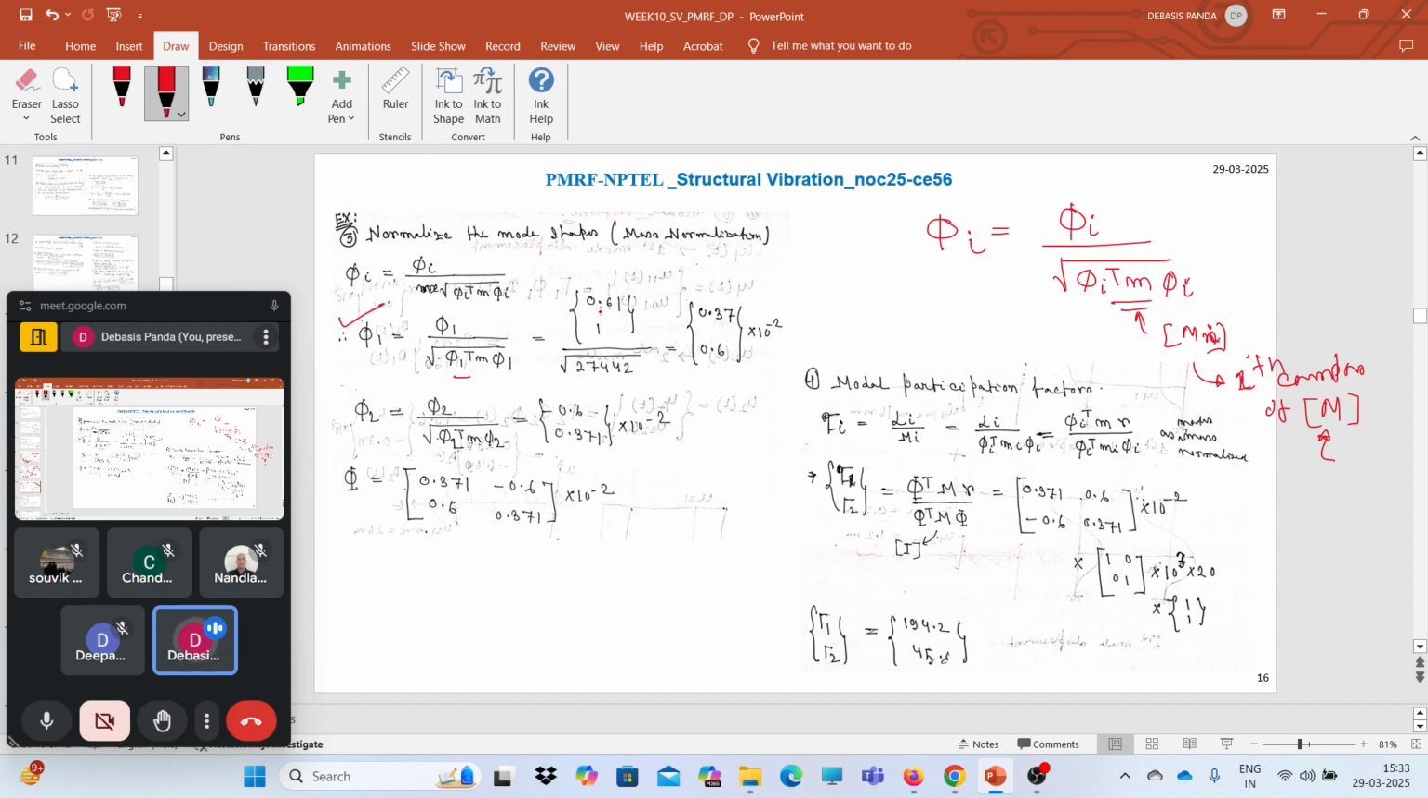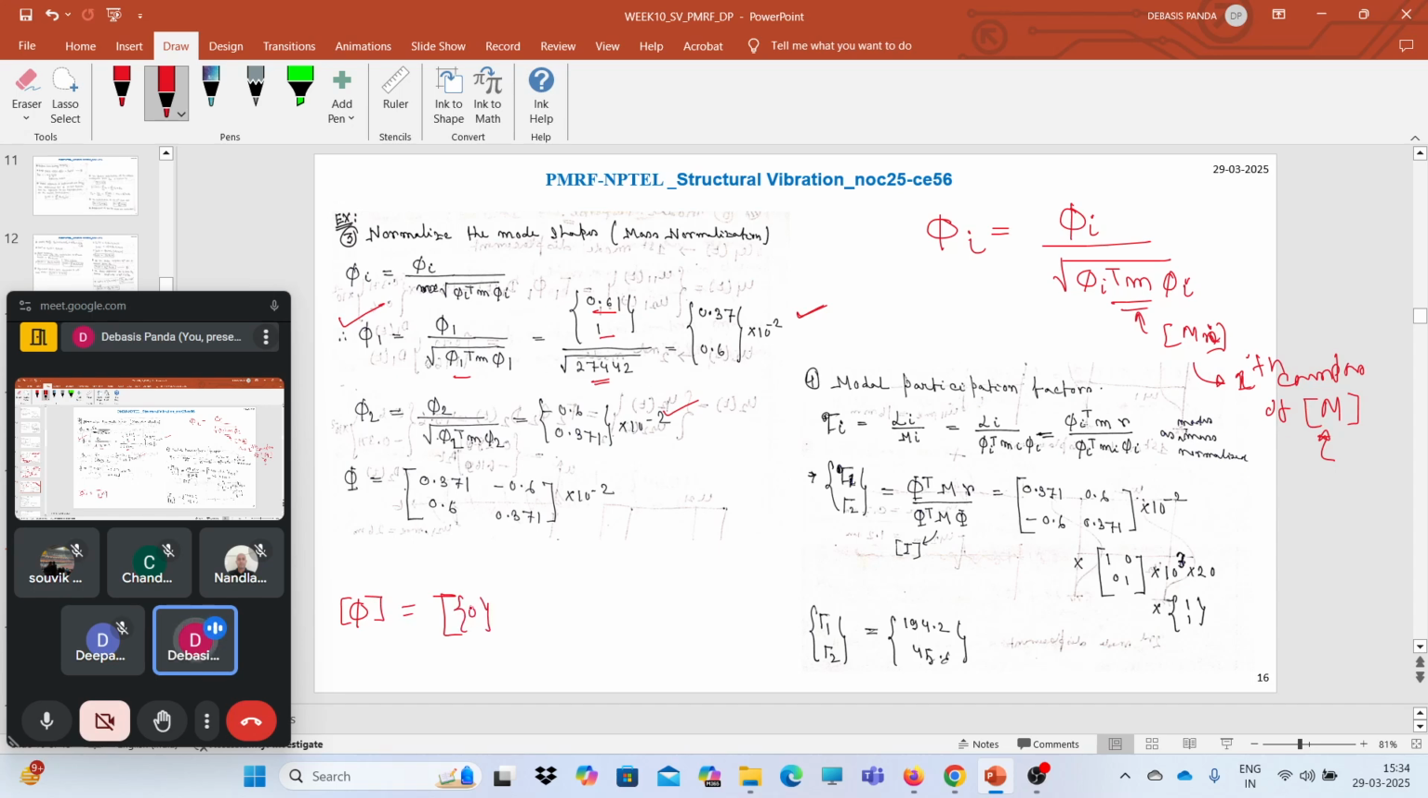So phi 1 we have as 0.61 and 1, and if you perform the phi transpose m phi operation, it comes as this. So the mass normalized first mode shape comes as this, and the mass normalized second mode shape comes as that. Once we have those two mass normalized mode shapes, we can easily calculate the modal matrix. The modal matrix contains the information about phi 1.